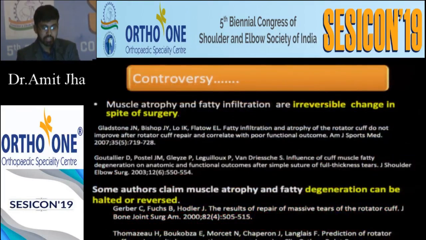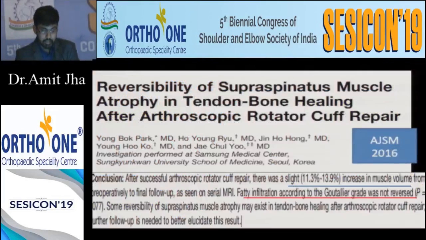So the controversy in the literature is that muscle atrophy and fatty degeneration are irreversible changes as by Gladstone and Goutallier, whereas some authors claim they can be halted or reversed, like Gerber and Thomazeau et al. And a recent study by Park et al. found that muscle volume improved, but there was no change in the fatty infiltration in serial MRI.